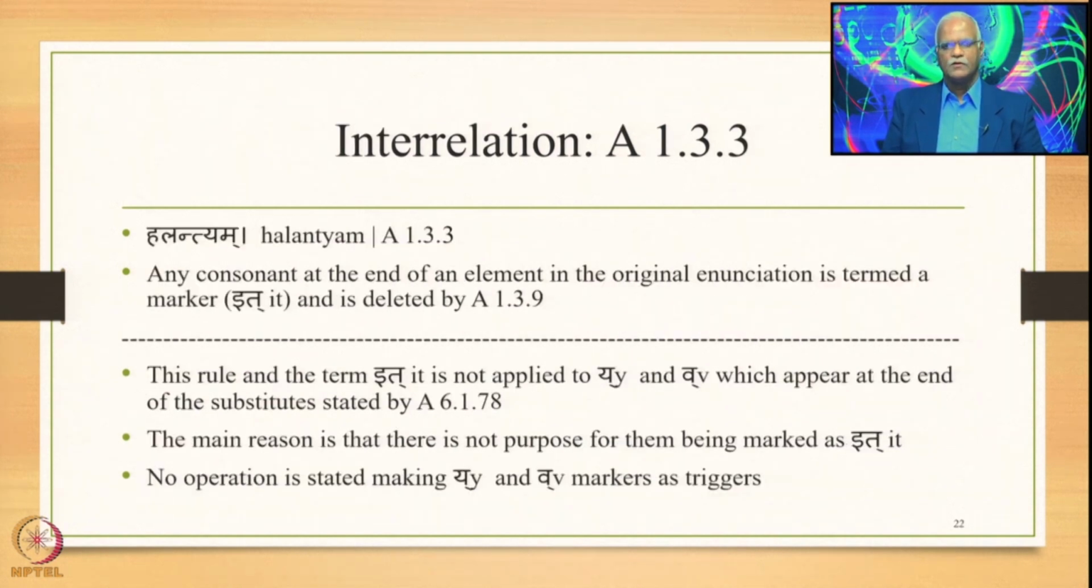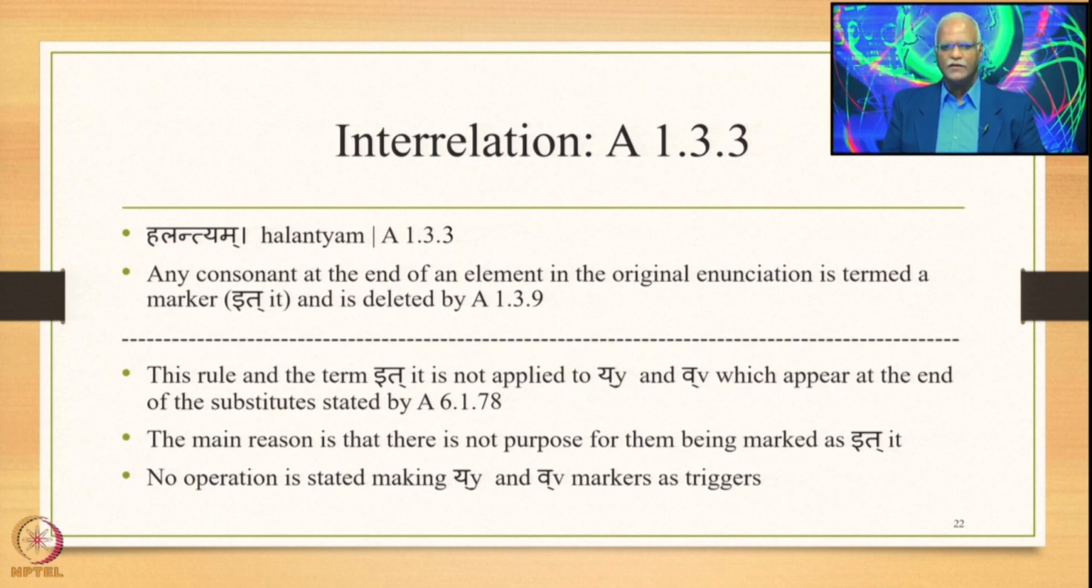And now the interrelation between 6178 and 132. 132 is halantyam. What it states is that any consonant at the end of an element in the original enunciation is termed a marker or it, and then it is deleted by 139, tasya lopah. I repeat, 132 halantyam says that any consonant at the end of an element in the original enunciation is termed a marker or it and is deleted by 139.